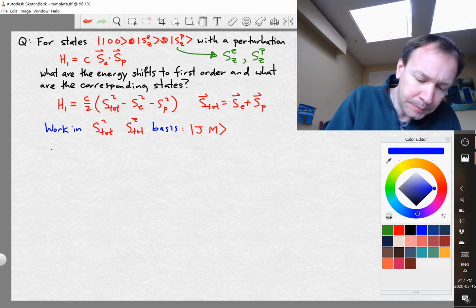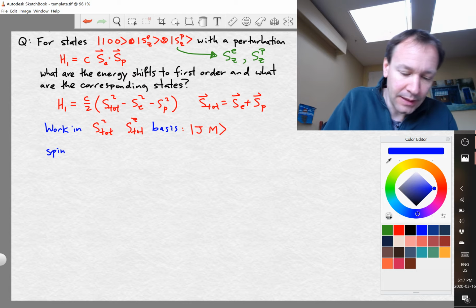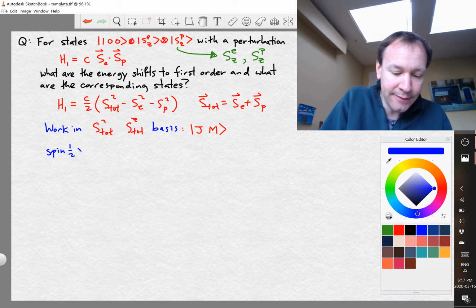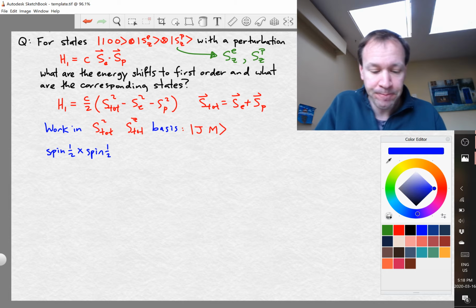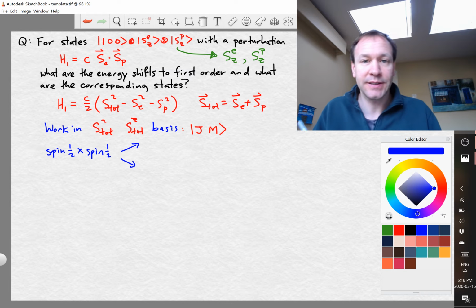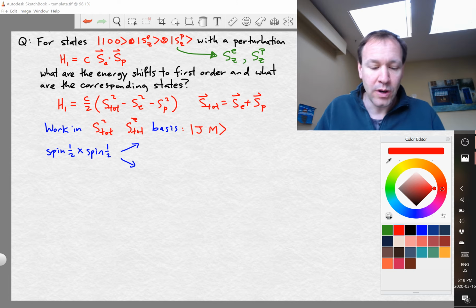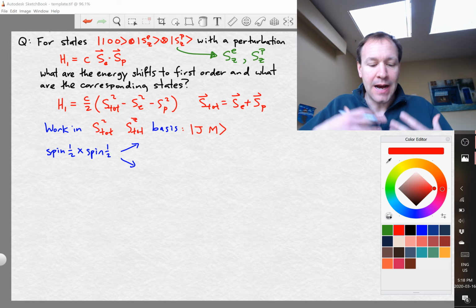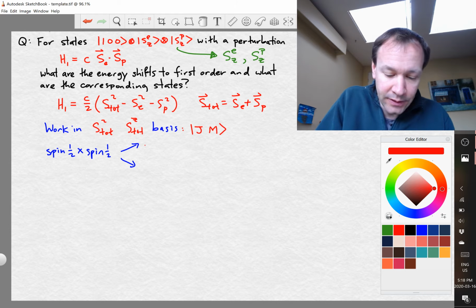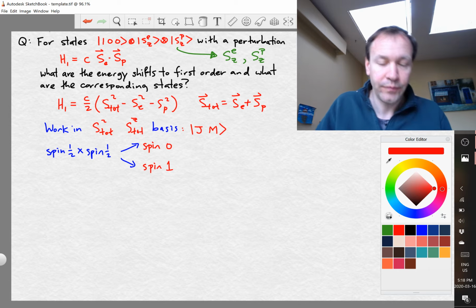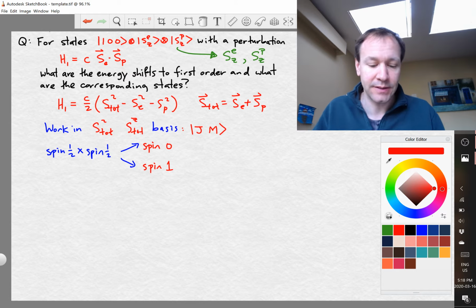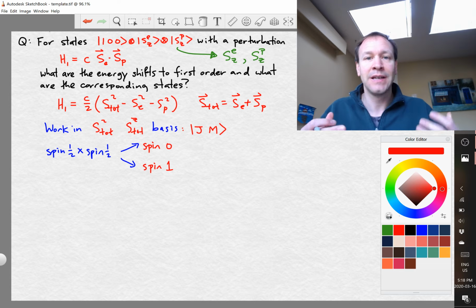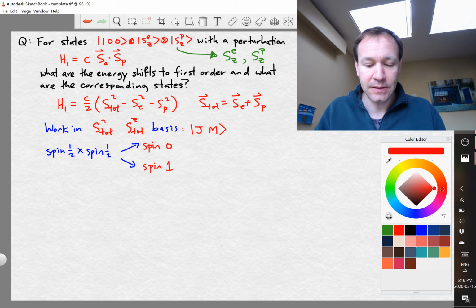And so we're talking about a system where the electron has spin half and the proton has spin half. And then according to our general discussion last week, what we can have is either a total angular momentum of 0 or a total angular momentum of 1. Okay, so that's just following our general rule that the most you can have is the sum of the two, and the least you can have is the absolute value of the difference of the two spins.